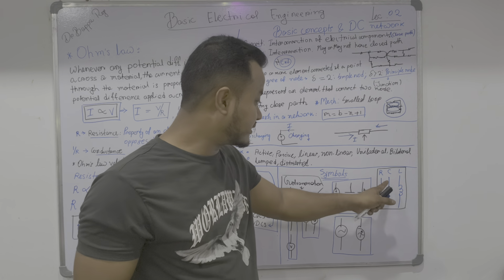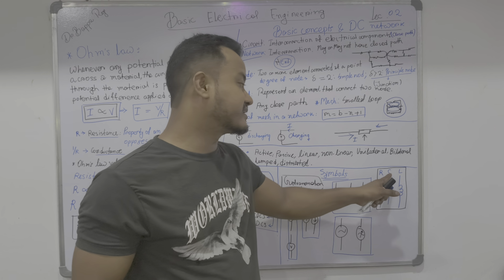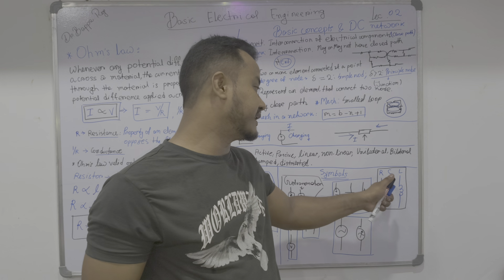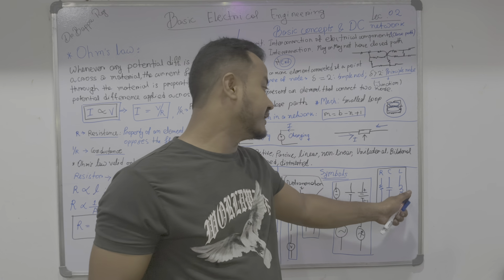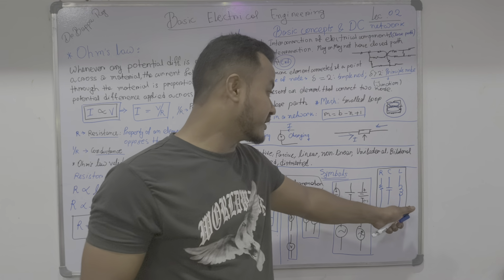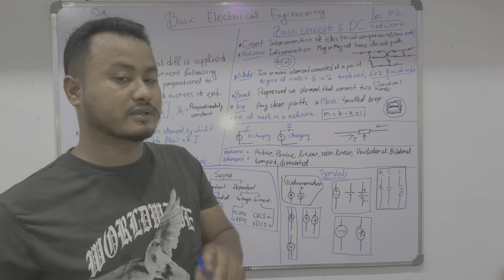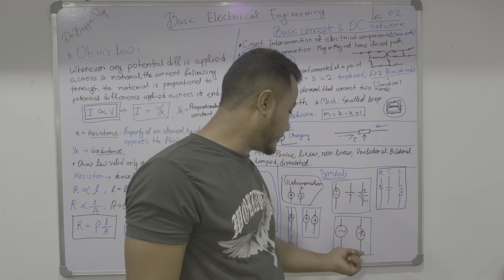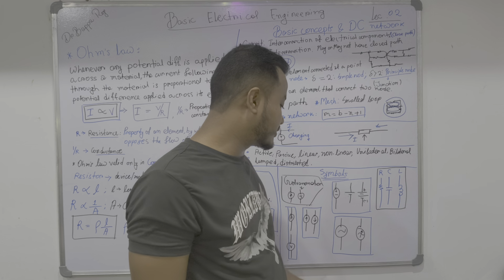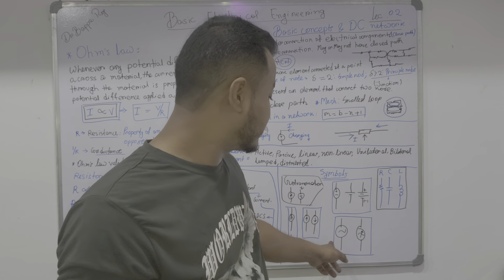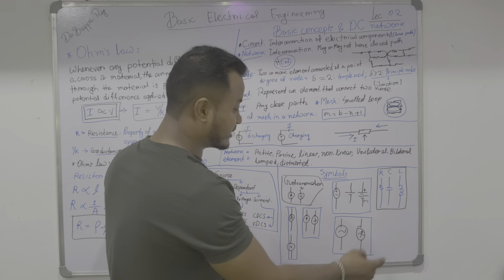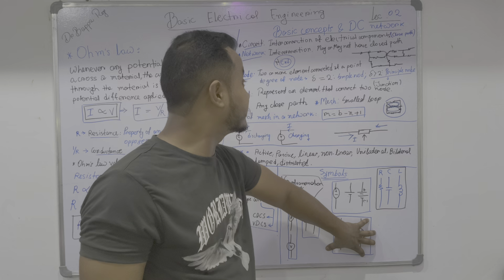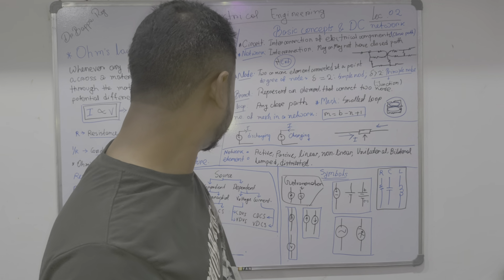Then R, L and C: resistor, capacitor and inductor. Resistor is denoted by R, capacitor is denoted by C, and inductor is denoted by L. These are the main three components in electrical. Then this is AC: AC source, voltage source, current source. AC means periodic. Only this part is AC, otherwise everything is DC.